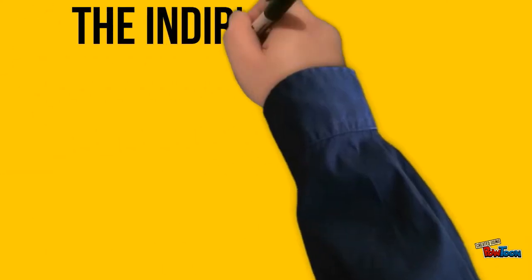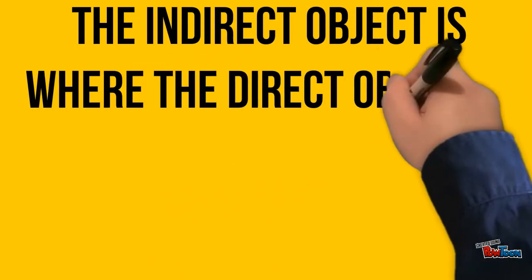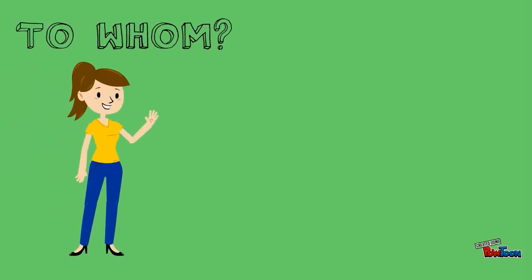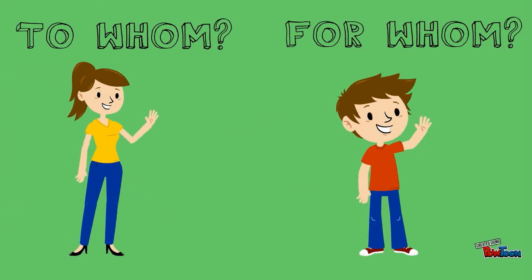Los pronombres de objeto indirecto, or indirect object pronouns, tell us where the direct object in a sentence is going. It can also answer the question to whom or for whom an action is performed.